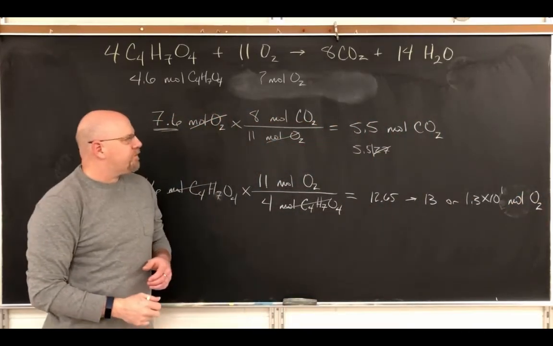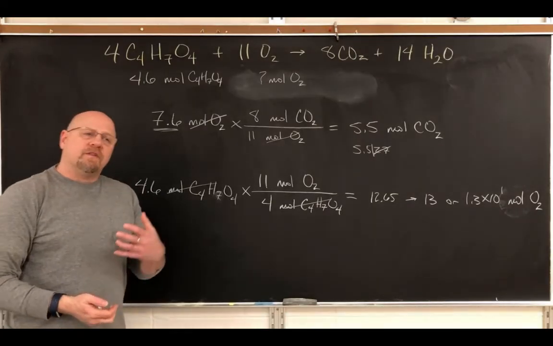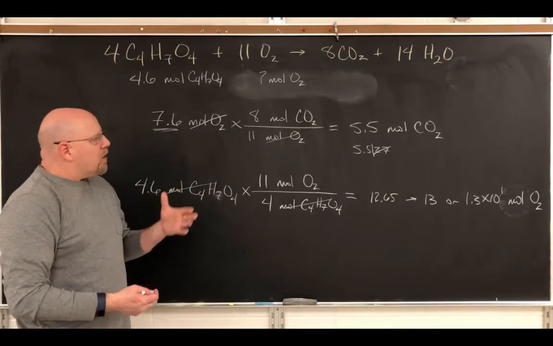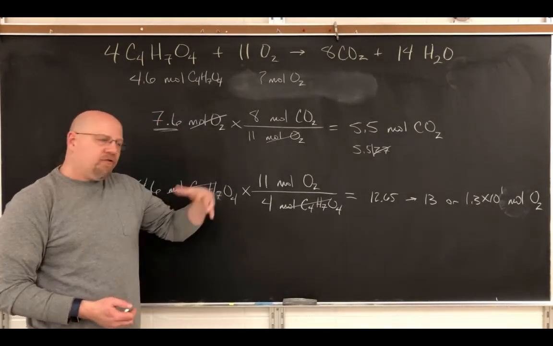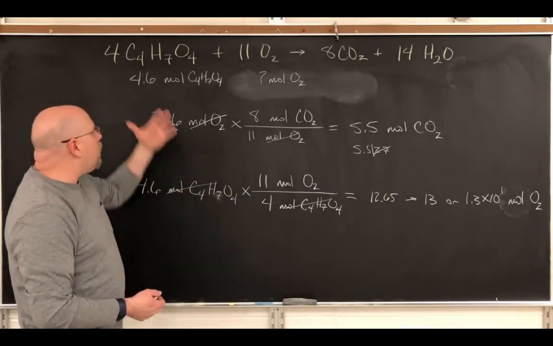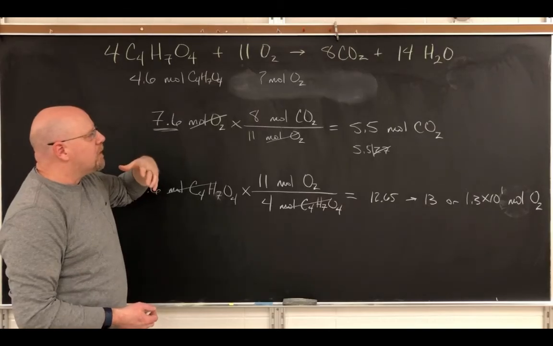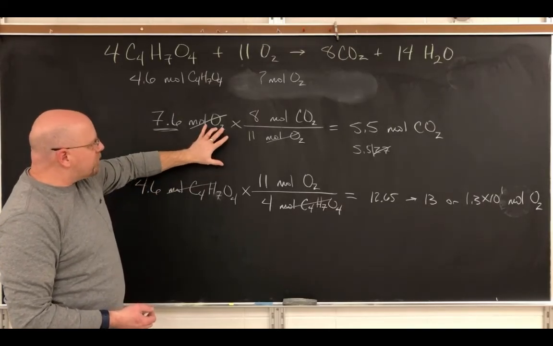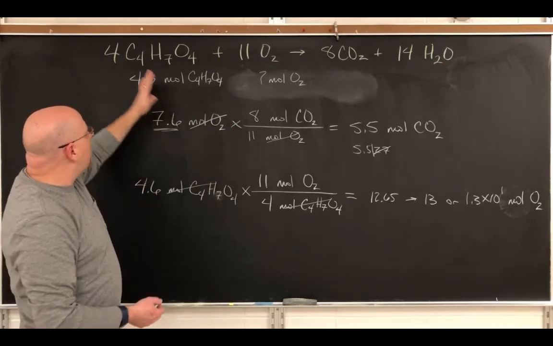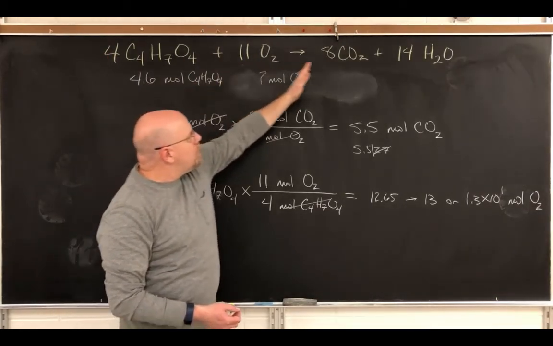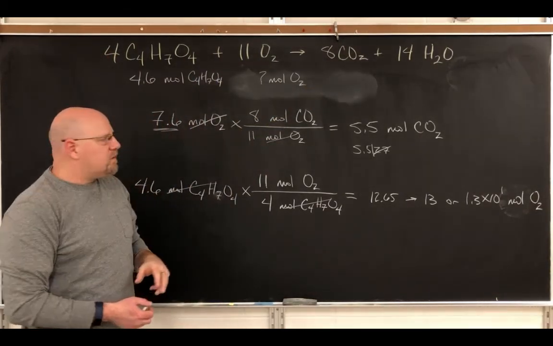So these are 2 examples of going from moles of a compound to moles of another compound, or moles of one reactant to moles of another reactant or product. And they're basic, simple one-step problems where you're using the ratio based on the coefficients to make the conversion.